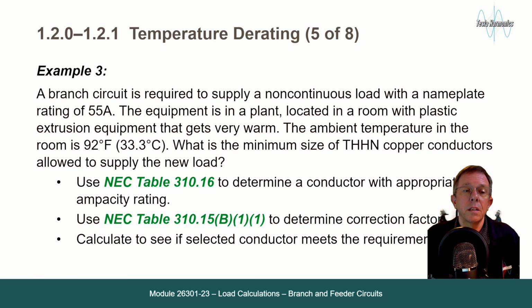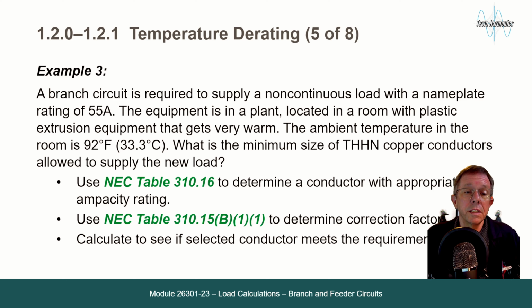Example 3. A branch circuit is required to supply a non-continuous load with a nameplate rating of 55 amps. The equipment is in a plant located in a room with plastic extrusion equipment that gets very warm. The ambient temperature in the room is 92 degrees Fahrenheit, 33.3 degrees Celsius. What is the minimum size of THHN copper conductors allowed to supply the new load?